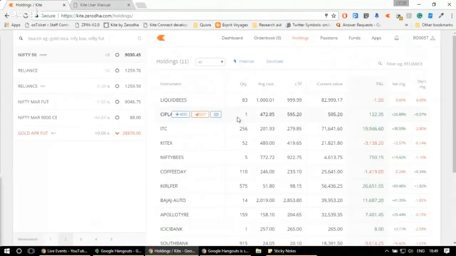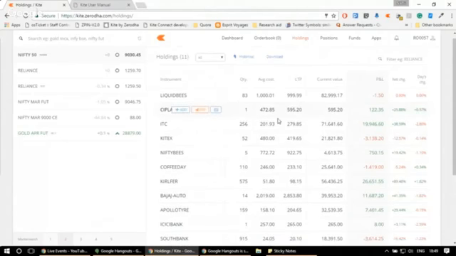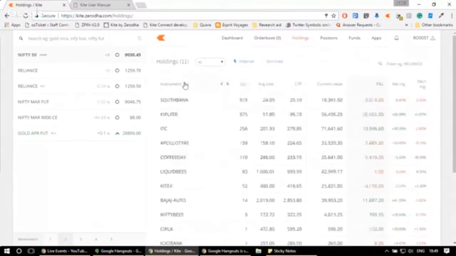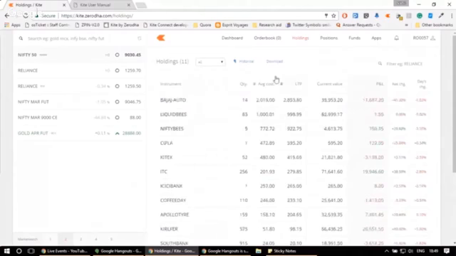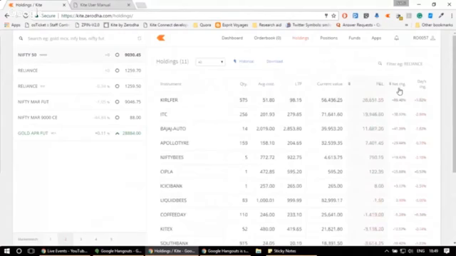So Cipla here, I have one stock. Average cost was 472 rupees 85 paise. The last traded price was 595 rupees 20 paise. So I am making 122 rupees profit over here, just one stock. So quite decent. The net change and the day's change will be shown over here. Similarly, all of these other stocks, I can sort them based on the quantity I own, based on the instrument, as in alphabetically, based on the LTP, based on the average cost, based on the current value, based on the PNL change or day's change.